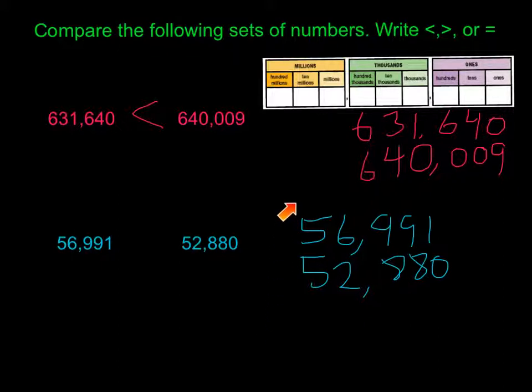Now, once again, I'm going to just compare our digits, starting with our largest place. So way over here on the left, we have our 10,000s. We're going to start with our 10,000s here, and we have a 5, and we have a 5. Because 5 and 5 is equal, we move on to the thousands. Then we have a 6, and we have a 2. Well, because 6 is greater than 2, we know that 56,000 is going to be more than 52,000. So our answer is then going to be greater than, or 56,991 is greater than 52,880.